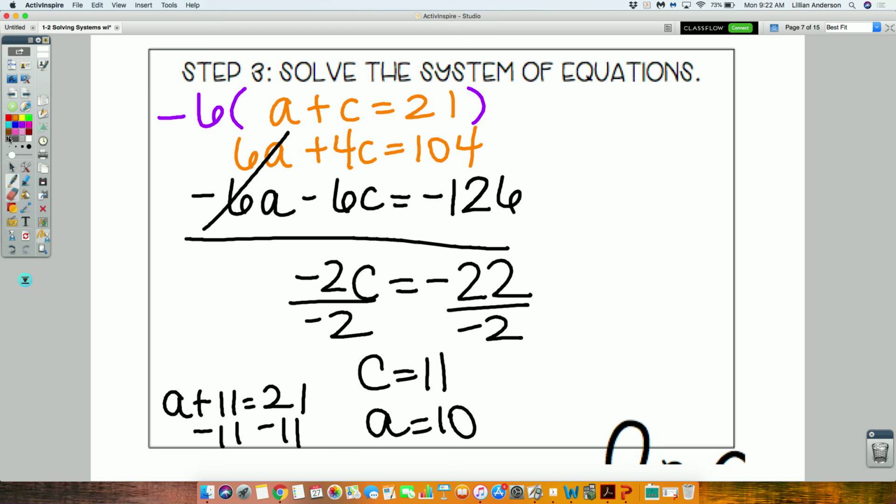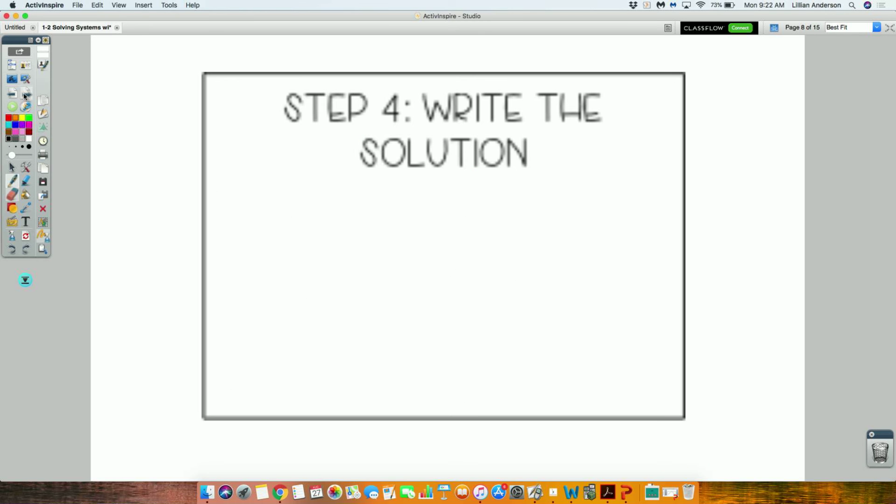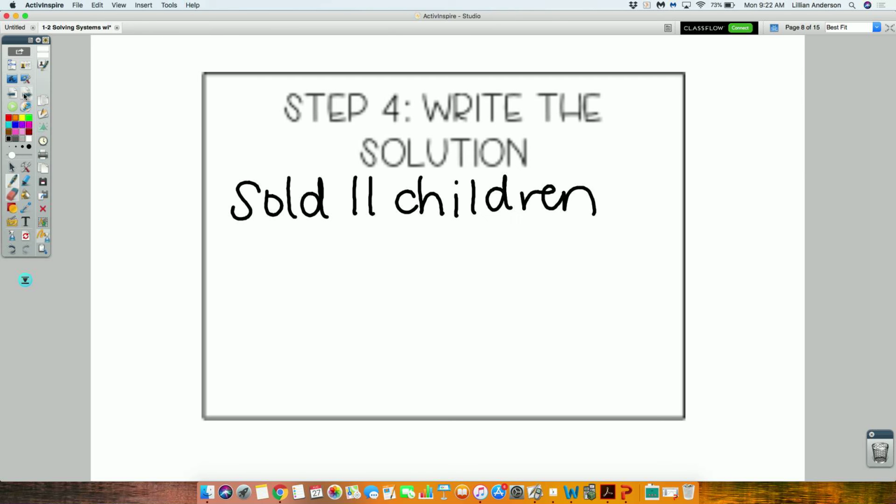So we define the variables, what we're looking for, we write the system, we solve the system, and then for word problems, you want to write out what your solution is, okay? So we had 11 and 10. They represent the number of tickets of each type. So you sold 11 children tickets and 10 adult tickets.